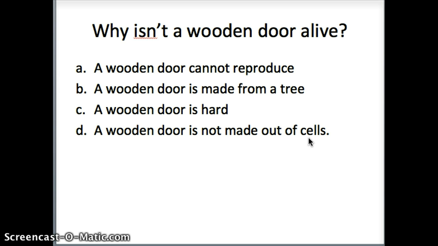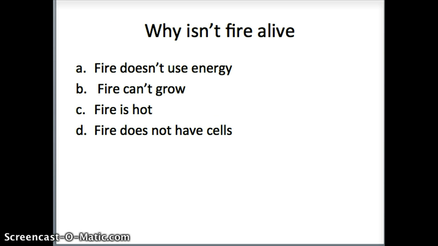A. A wooden door cannot reproduce. That is key. It is made from cells, but these cells are no longer living. They're not able to reproduce. One wooden door can't make wooden door babies. A tree can make little tree babies, but a wooden door cannot. So look at number 2. Why isn't fire alive? A. Fire doesn't use energy. B. Fire can't grow. C. Fire is hot. D. Fire does not have cells.